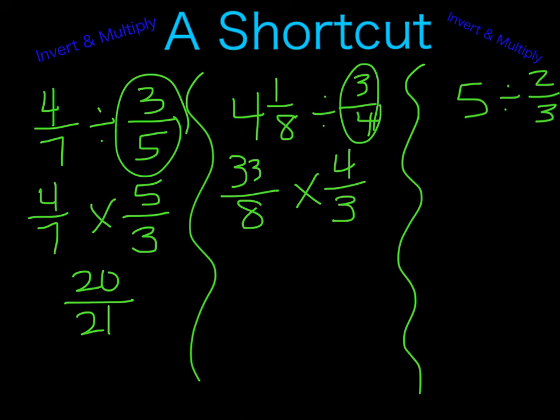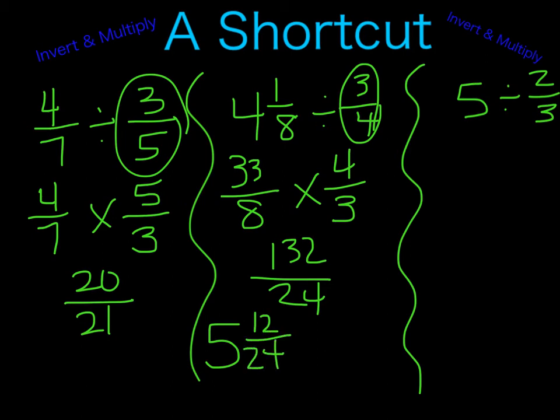33 times 4 is then 132 over 8 times 3, which is 24. When I simplify this improper fraction, I find out that 24 goes into 132 a total of 5 whole times. That is going to leave me with 12 left over 24, our same denominator.